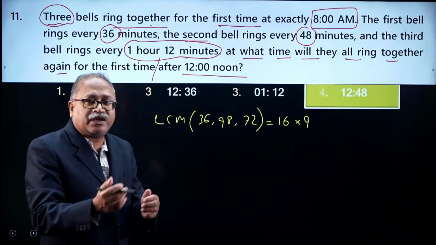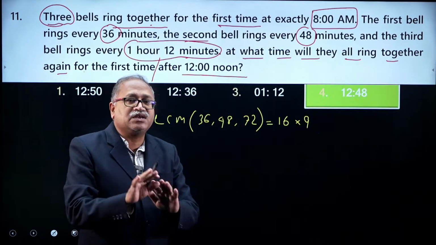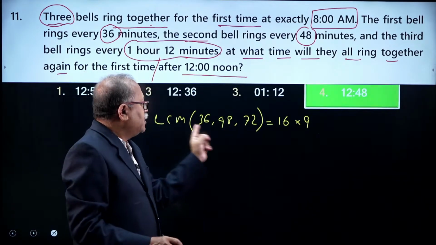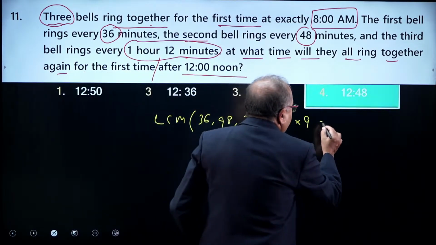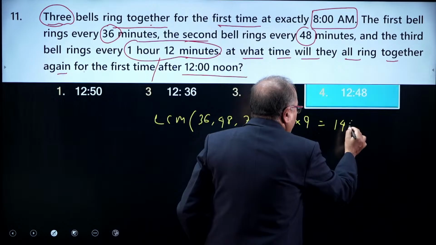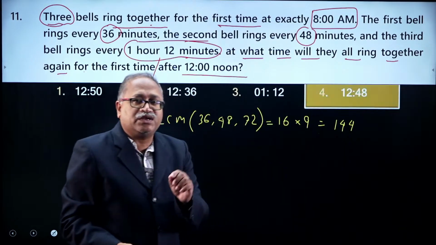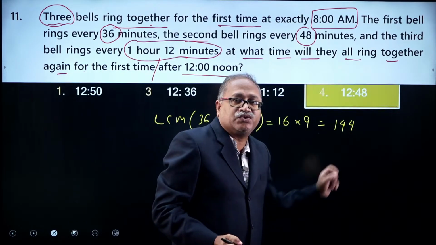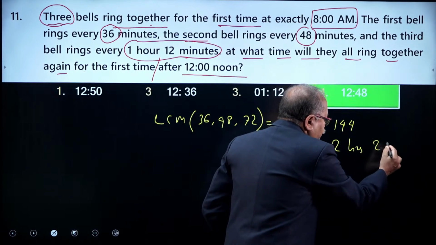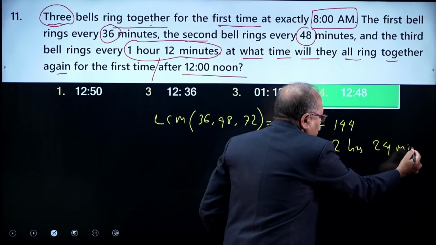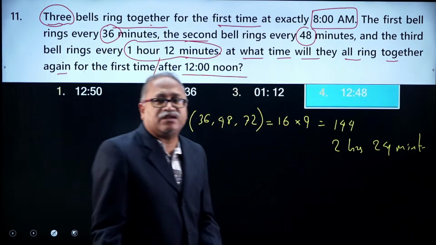And the next prime number is 5. Anywhere 5 is there? No. Next prime number is 7. Anywhere 7 is there? No. So 16 into 9, that comes 144. And the 144 is 120 plus 24. That means after every 2 hours 24 minutes, they ring together.